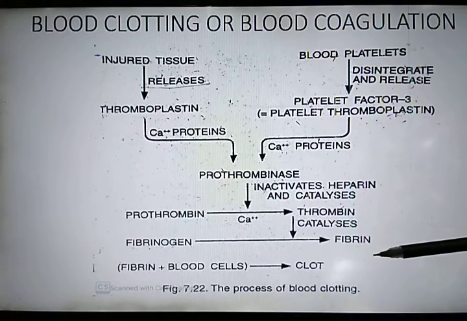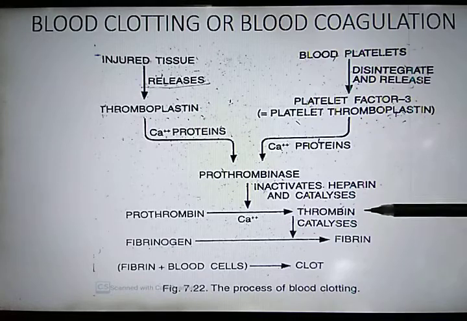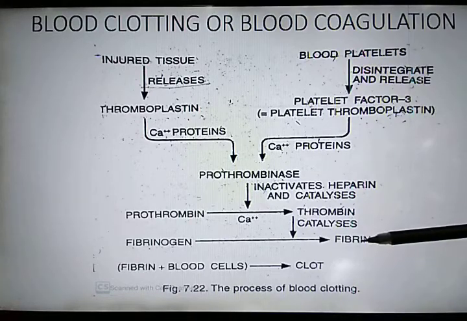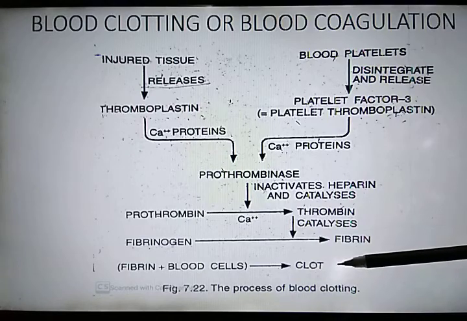Now this fibrin forms a long, insoluble, dense network upon the wound and traps the blood cells, RBC, WBC and platelets, to form a clot.